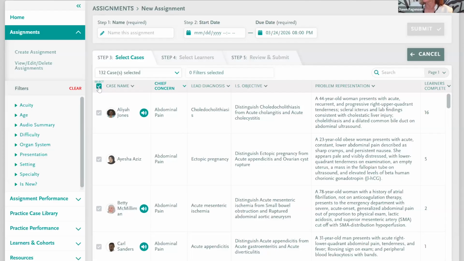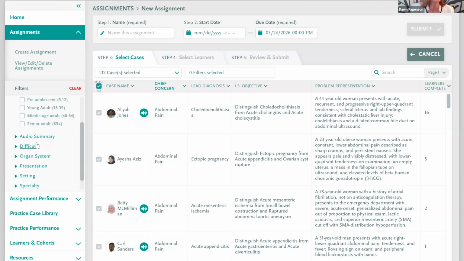And let me show you a little bit about how you would go about looking through the cases. So we have these filters here on the left-hand side. You can filter by acuity, you can filter by age, you can filter by difficulty. So Healer can be used in your preclinicals. It can be used with didactics. It can be used as a great transition to clerkship. It can be used for OSCEs. It can be used for transition to residency. It can be used for remediation. So again, there are so many different ways to use Healer.